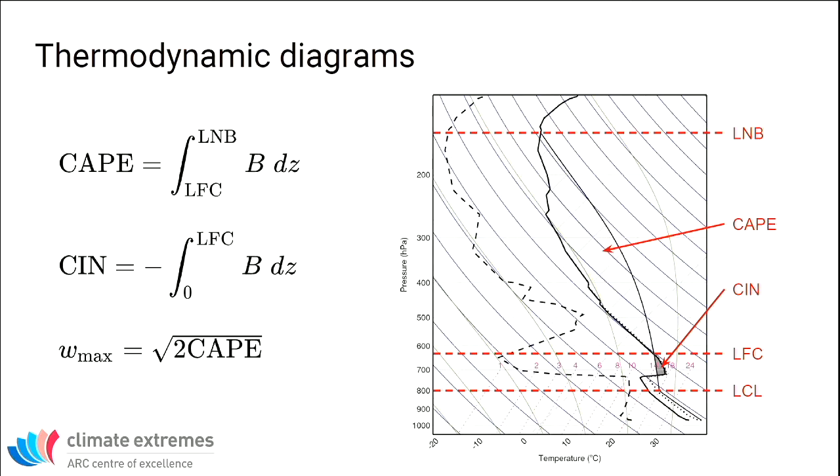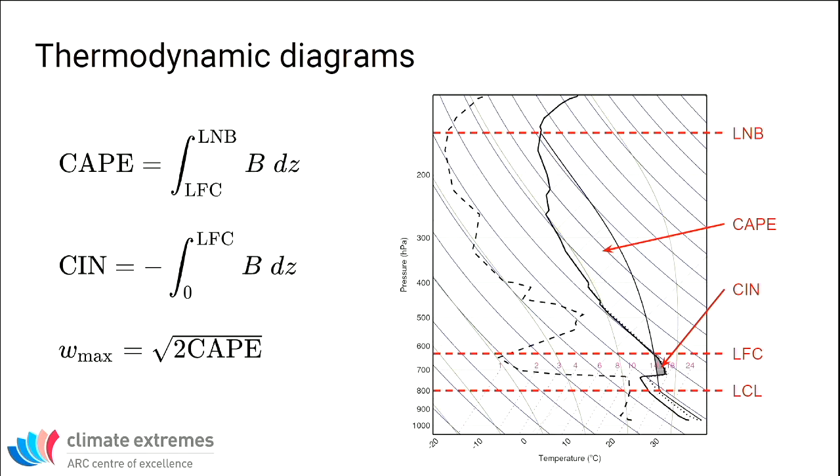There's a lot of lines on here. But essentially the main thing that we're plotting is temperature versus height. Instead of height, we use the log of pressure, because pressure is actually a thermodynamic variable rather than height, so it can be related to temperature and moisture. And then rather than plotting exactly temperature on the x-axis, we plot the temperature axes at 45 degrees.